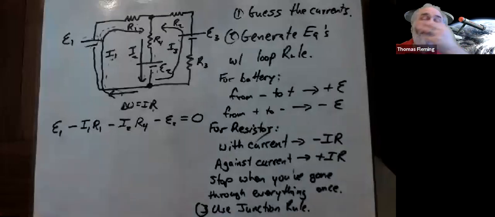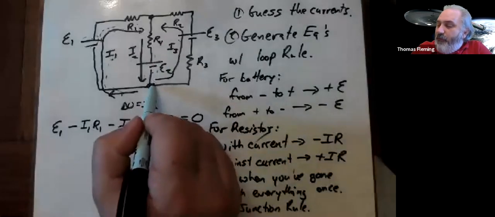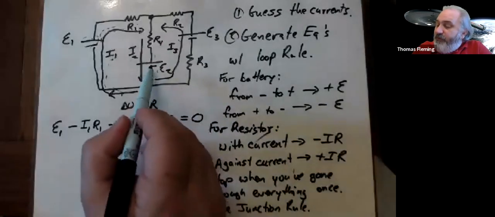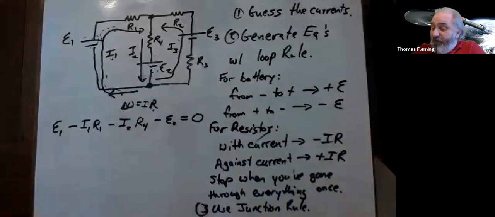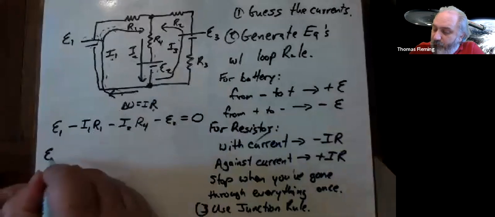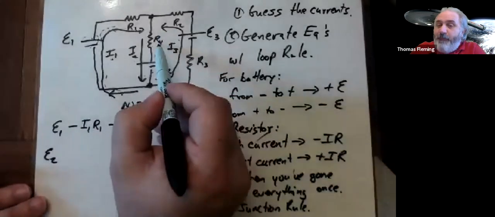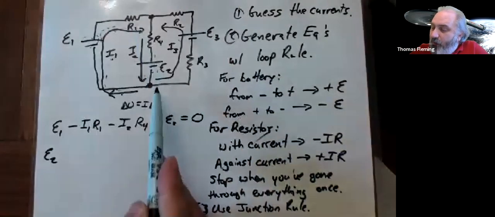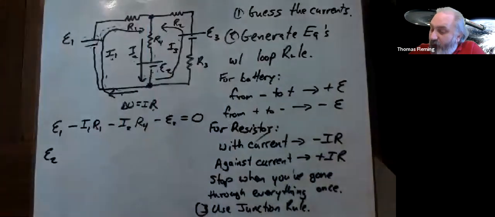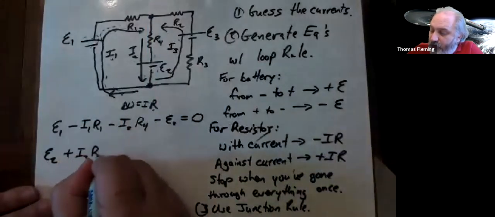But it doesn't matter. You get the same answer no matter what. So don't think too hard about it. So I'm going to start here. I'm going across battery 2, this time from the negative to the positive terminal. So this will be a plus: plus EMF 2. Now I'm going across resistor 4 again, but this time I'm going upstream because the current was downward, but I'm traveling upward. So it'll be plus I2 times R4.